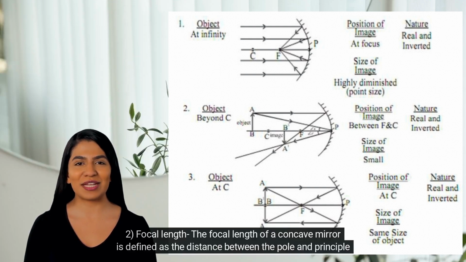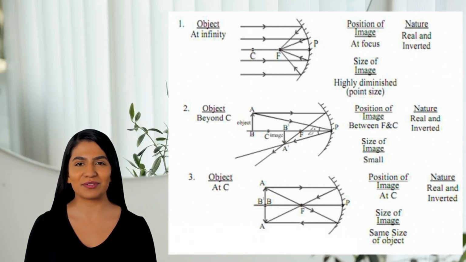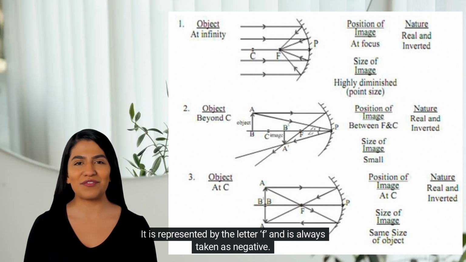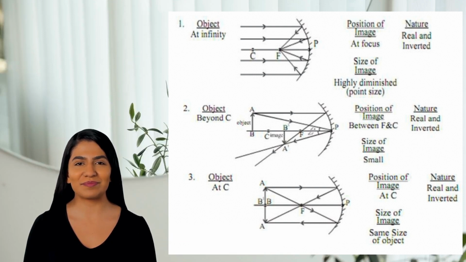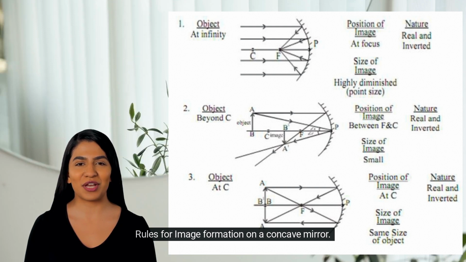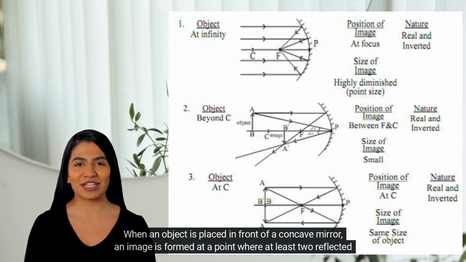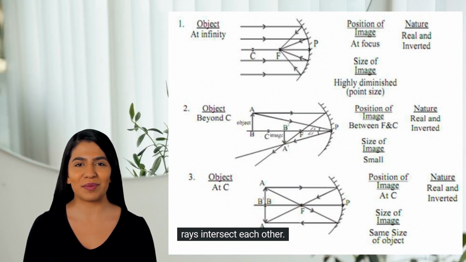2. Focal length. The focal length of a concave mirror is defined as the distance between the pole and principal focus of a concave mirror. It is represented by the letter F and is always taken as negative. Rules for image formation on a concave mirror. When an object is placed in front of a concave mirror, an image is formed at a point where at least two reflected rays intersect each other.